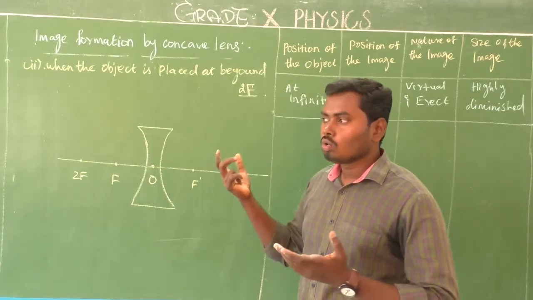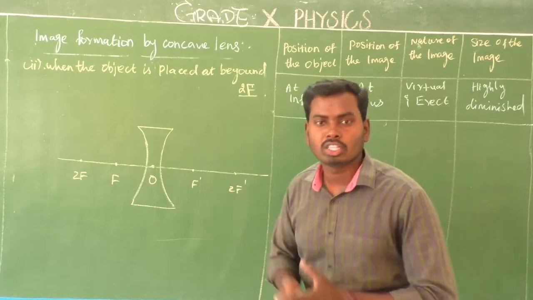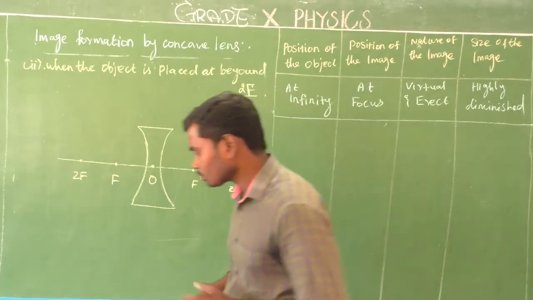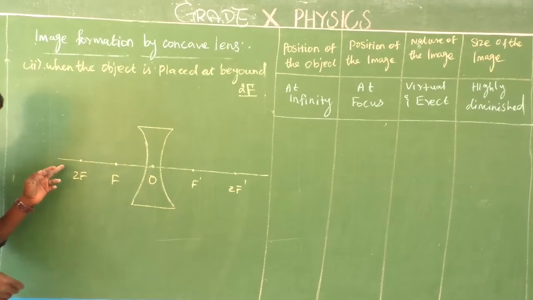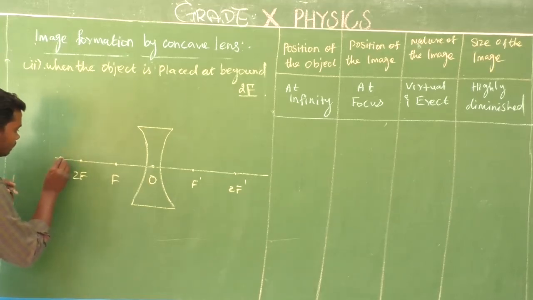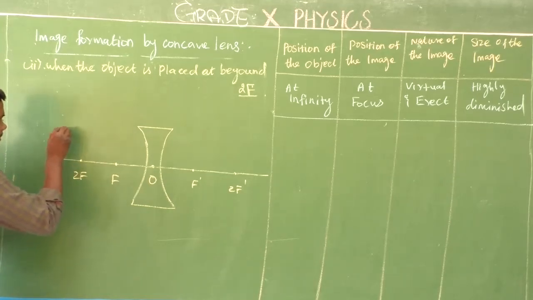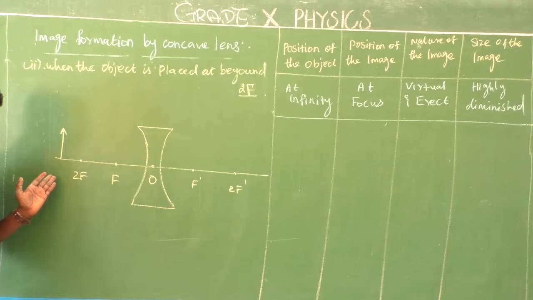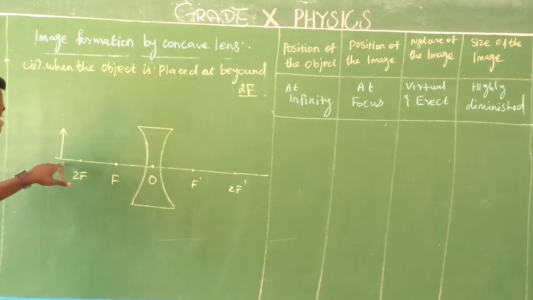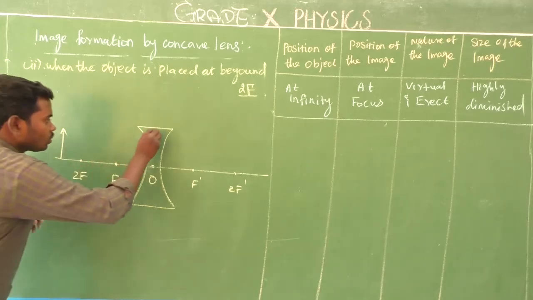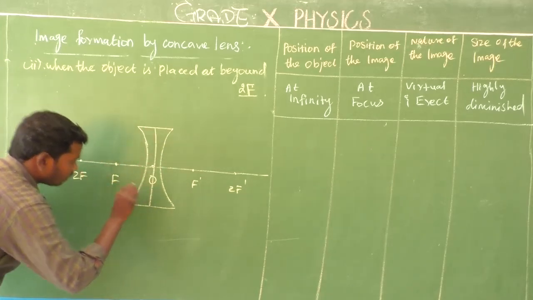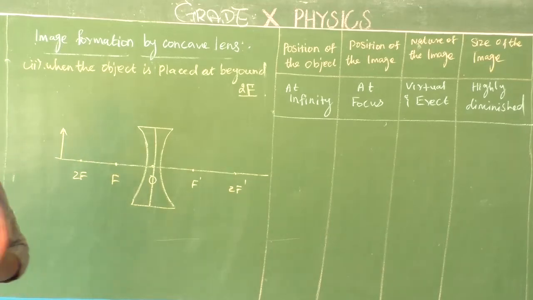How does the image form? Next, I am going to place the object beyond 2F. So the second condition: the object is placed beyond 2F here. This is the center line of the concave lens. Is it clear? Yes. Look at it.